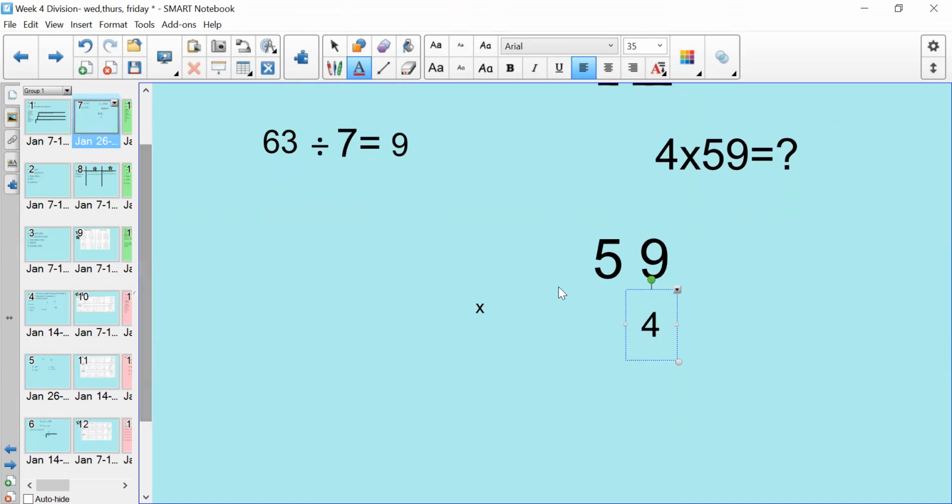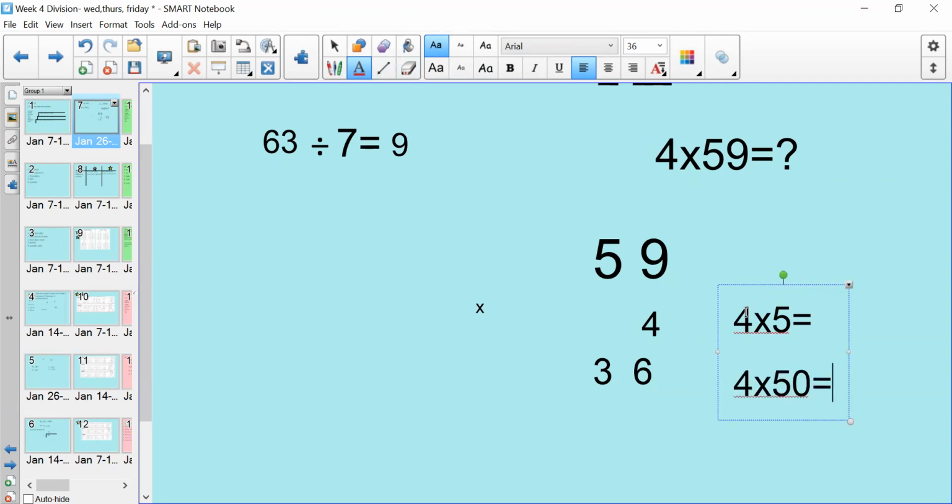Okay, and then we would start in our ones column. So 9 times 4 is 36. So we'd write that down over here. And then we would do 4 times 5, which is actually 4 times 50.